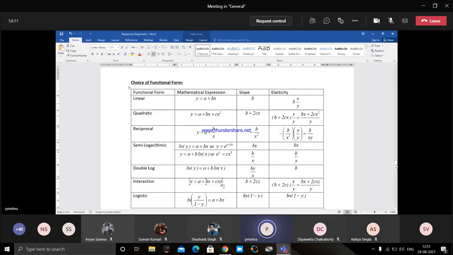Simple example, if price goes up, the impact would be more, the adverse impact would be more on the lower income group households as compared to those in the higher income.